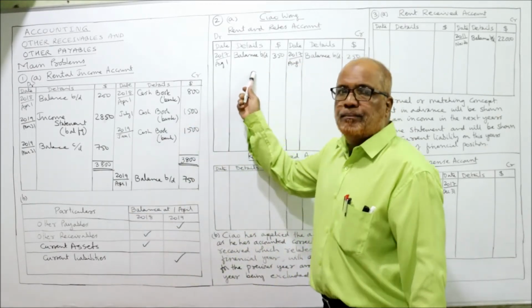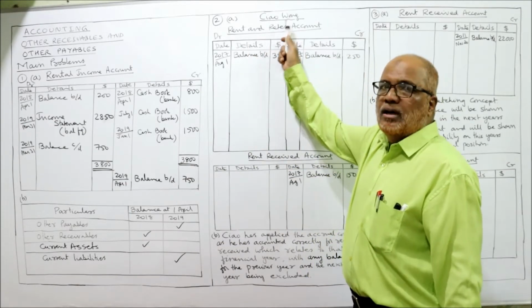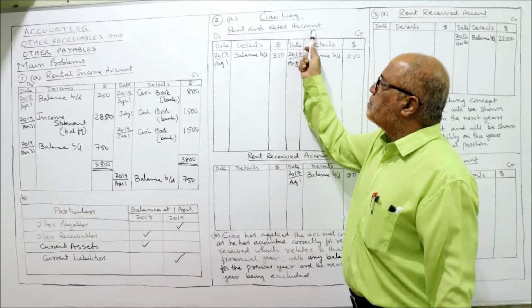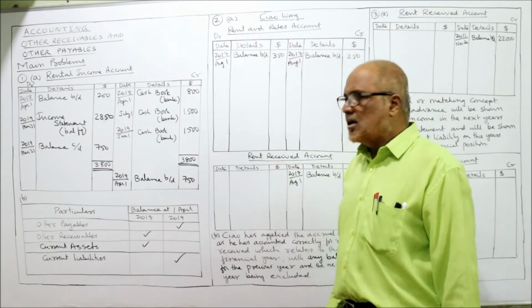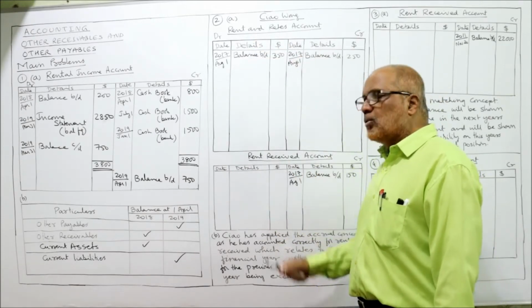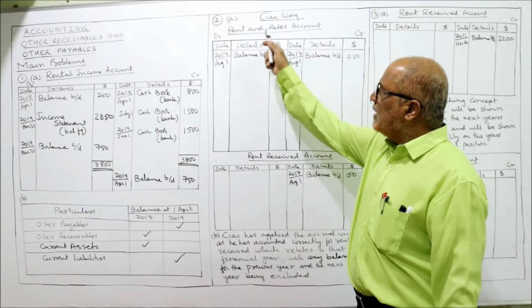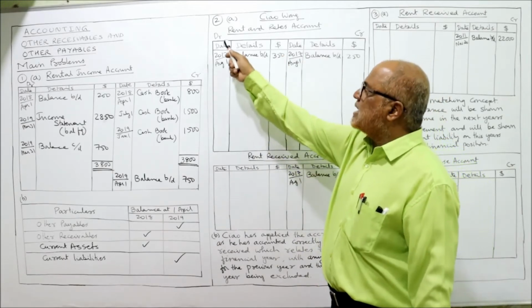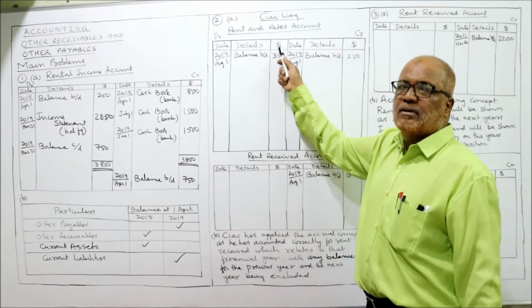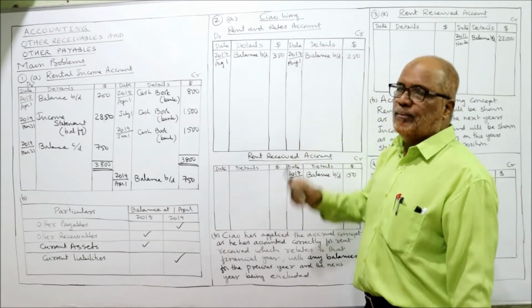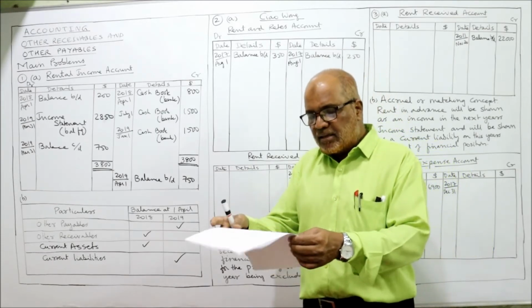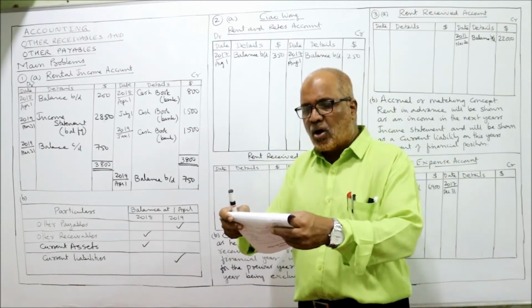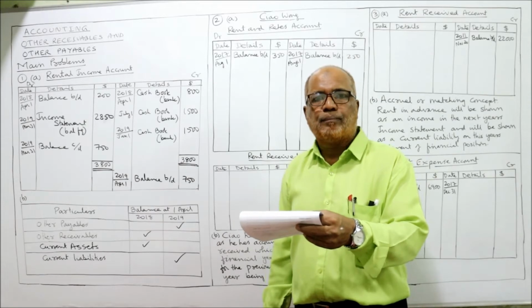Now, see carefully. This is the second problem. Xiao Wang, rent and rates account. This rent and rates account is an expense, and rent received account is an income. I have opened the blank account, debit side date details dollar, credit side date details dollar. Now first of all we'll take the opening balances.